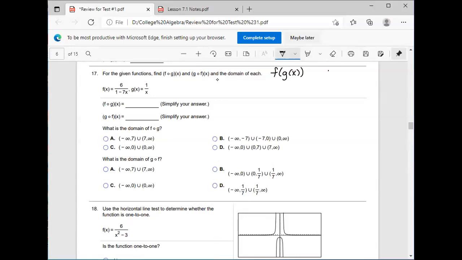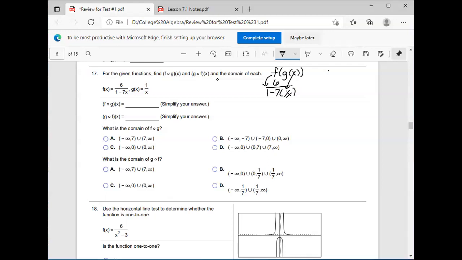Right? You guys know that you're supposed to list f first. F is 6 over 1 minus 7x, but instead of the x, you're putting a blank there. So 6 over 1 minus 7, instead of x, I'm putting a blank because inside that blank is supposed to go g of x. And g of x is 1 over x. Anybody lost?